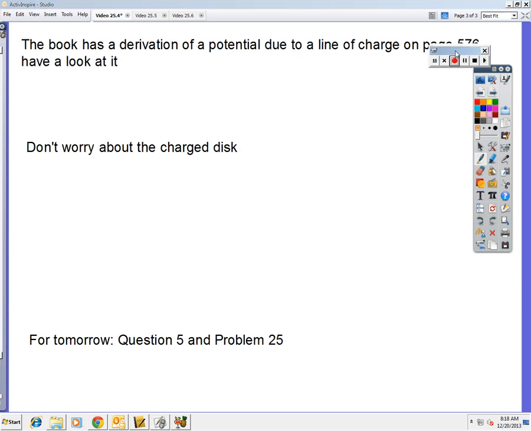And let's see. Your book has a derivation of potential due to a line of charge, page 576. Have a look at it. It's mathematically interesting. Don't worry about the potential due to a charged disk. That's not going to show up on the AP exam, and it's kind of a pain.